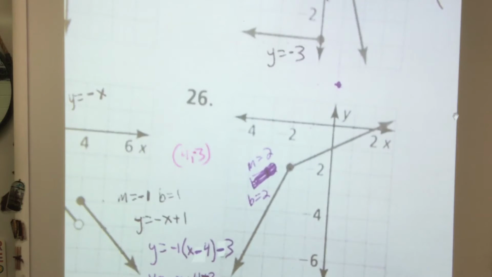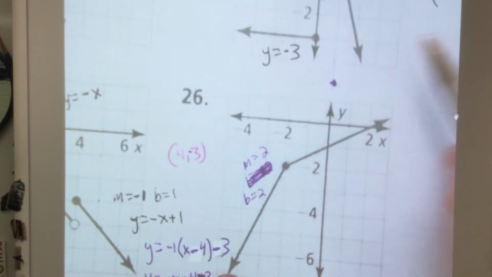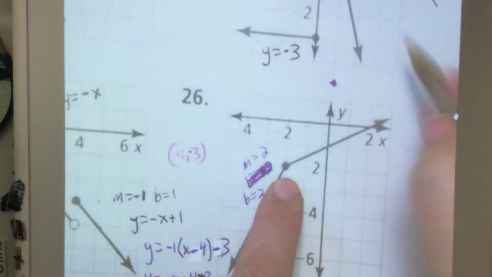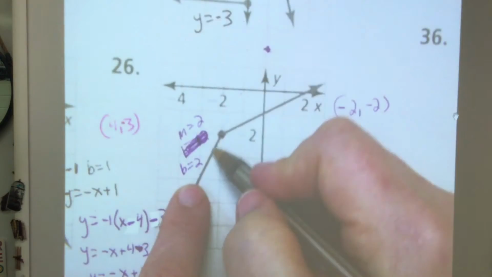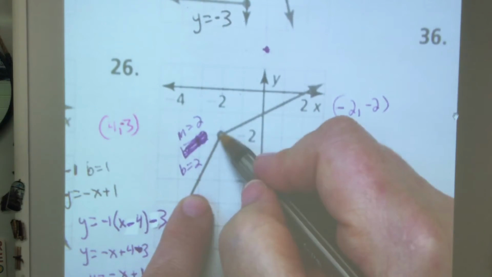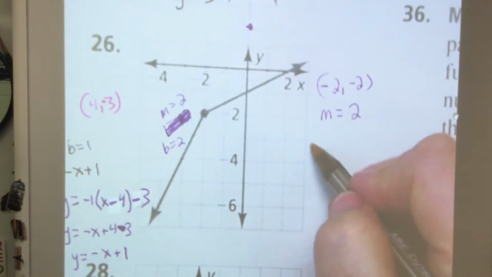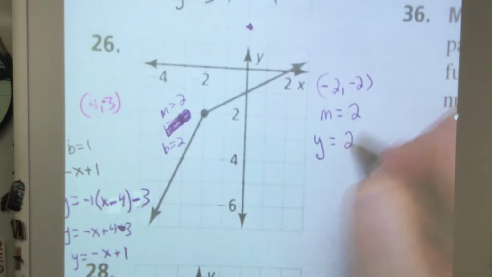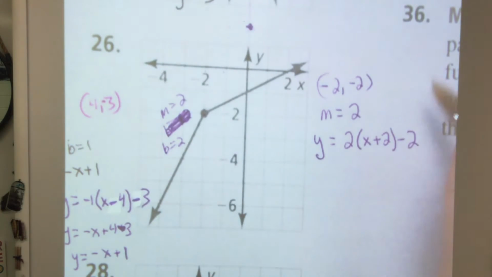But again, like I did point slope over here, if I had trouble and I couldn't figure it out, I could pick any point along this line. I'm going to go ahead and just pick -2, -2. Okay, and my slope is up 2 over 1, so my slope is +2, and I will plug that into the point slope form of the equation. So y equals 2 times x plus 2 minus 2.